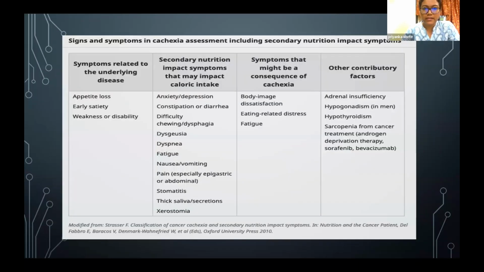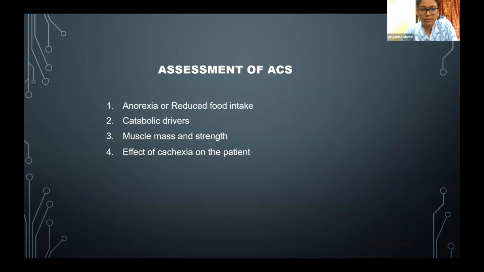Now coming to the clinical presentation of anorexia cachexia syndrome. The signs and symptoms in cachexia assessment, including secondary nutrition impact symptoms. First, the symptoms related to underlying disease are appetite loss, early satiety, weakness, and disability. Then secondary nutrition impact symptoms that may impact oral intake and calorie intake are anxiety, depression, constipation, diarrhea, difficulty in swallowing, dysgeusia, dyspnea, fatigue, nausea, vomiting, pain. Then symptoms that might be a consequence of cachexia are body image dissatisfaction, eating-related distress, and fatigue. Then other contributing factors are adrenal insufficiency, hypogonadism, hypothyroidism, sarcopenia from cancer treatment like androgen deprivation therapy, sorafenib, and bevacizumab.